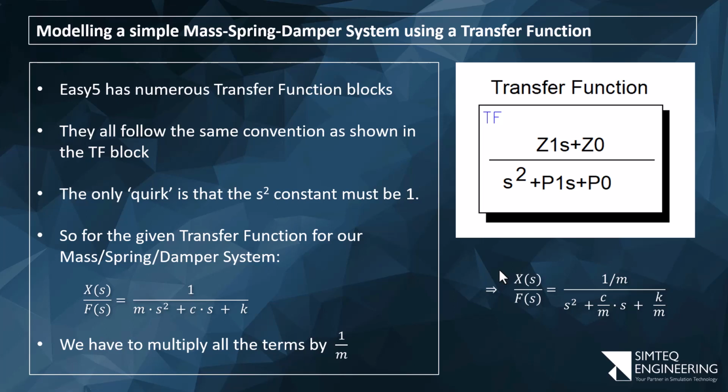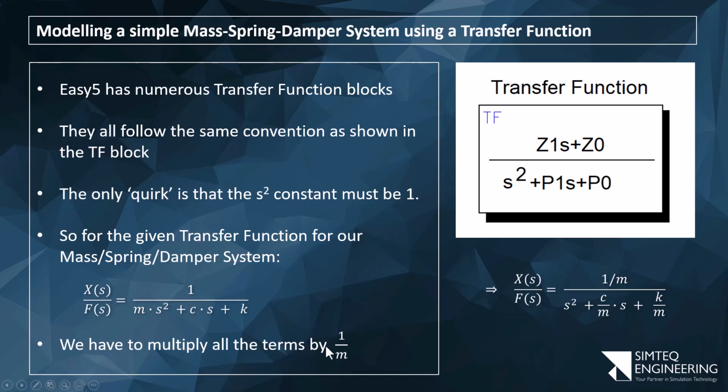Now, when we move across to Easy5, we've got a simple transfer function component. There are actually numerous transfer function blocks in Easy5, and they all follow the same convention as shown over here. The only quirk is that the constant in front of the first, or the highest order term, in Easy5 must be 1. So for the given transfer function of our mass spring damper system, we came up with this equation: 1 over m s squared plus c s plus k. But we need to have 1 in front of the s squared component.